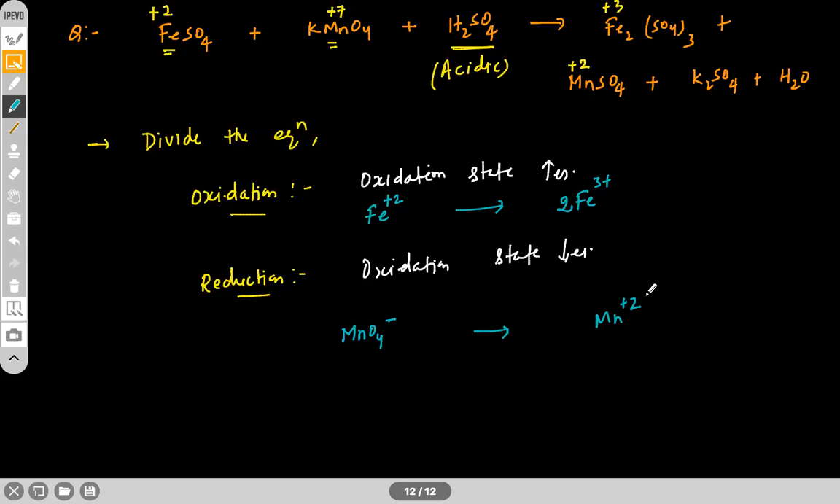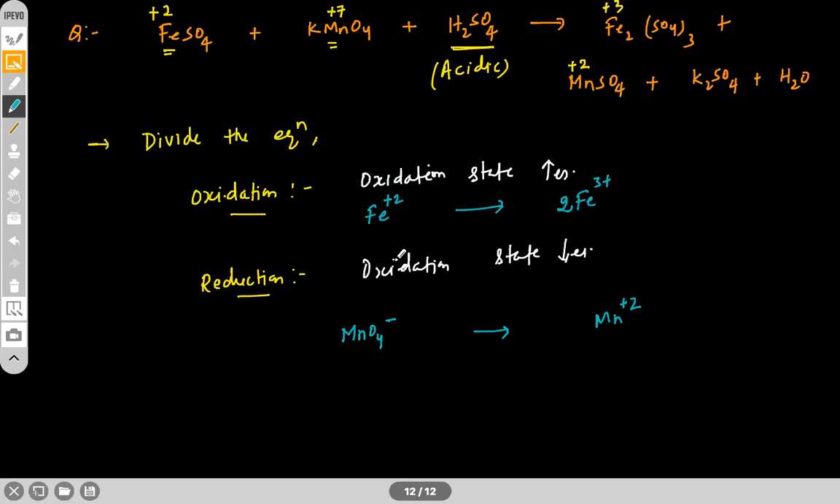Okay, so this is what the thing is. Always keep this in mind that this is the ionic form we are writing down. MnO4 minus, it's a molecule. We convert this into ions. MnSO4, we convert this into ions. If you have done this correctly, then after this it is just the rules that we have to follow.